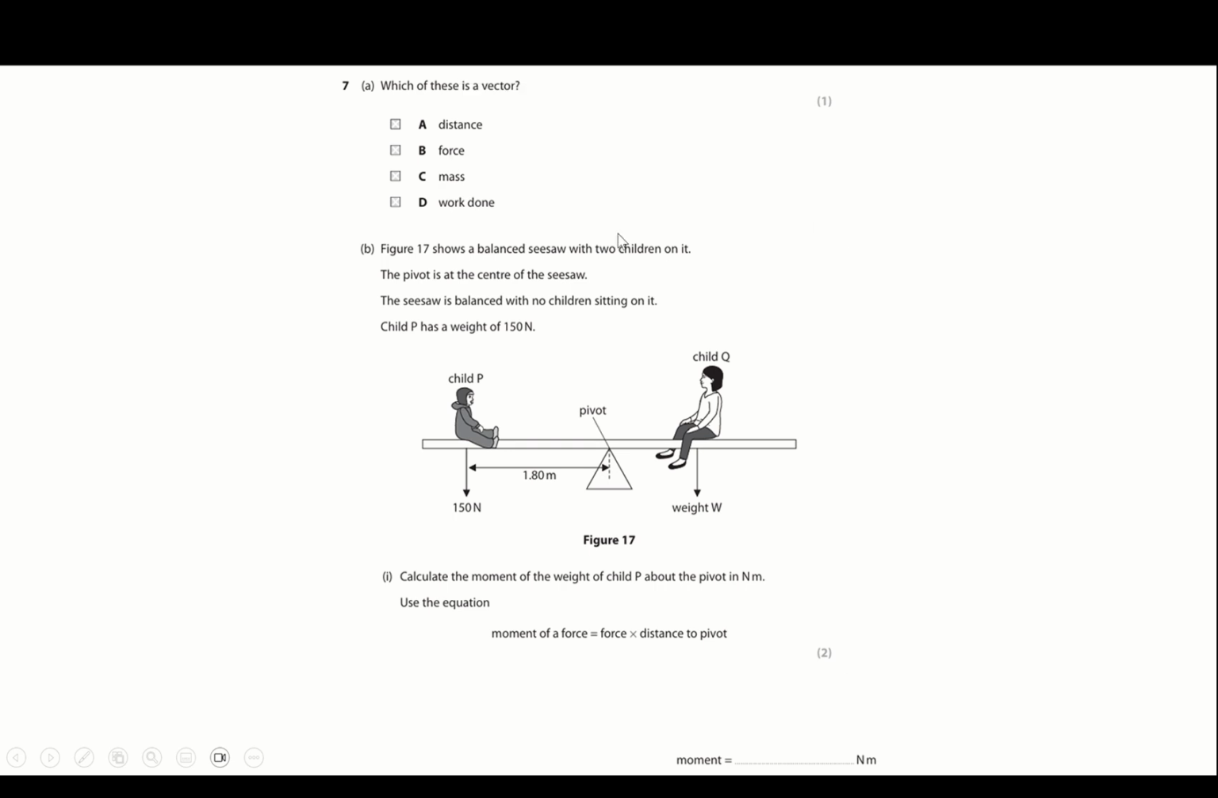Okay, which of these is a vector? So we need it to have a magnitude or a size and a direction. So distance, no. Force is though. So it's going to be force, B.